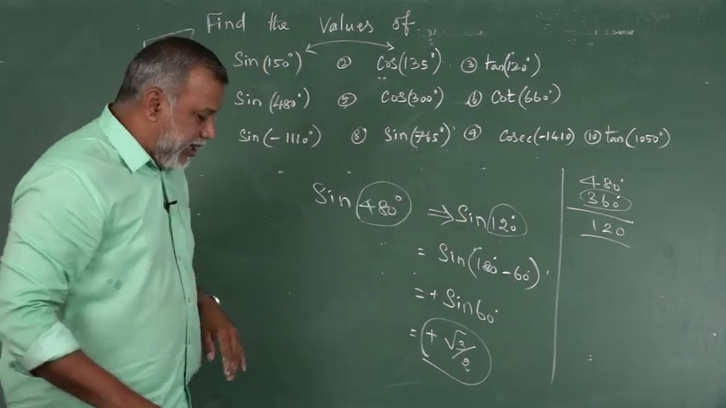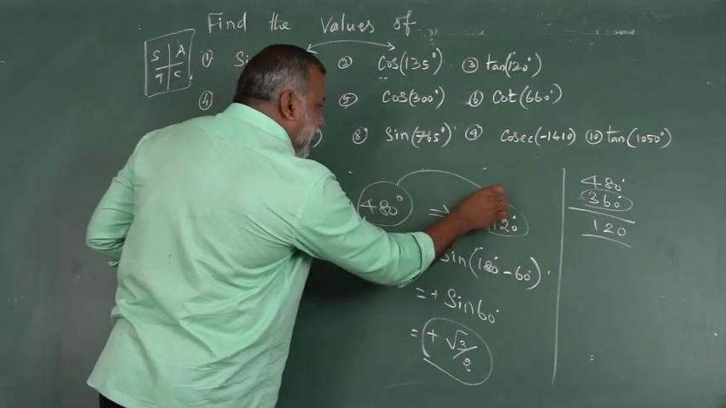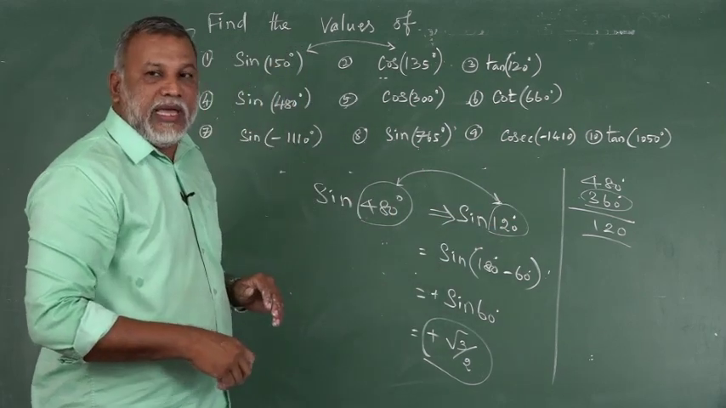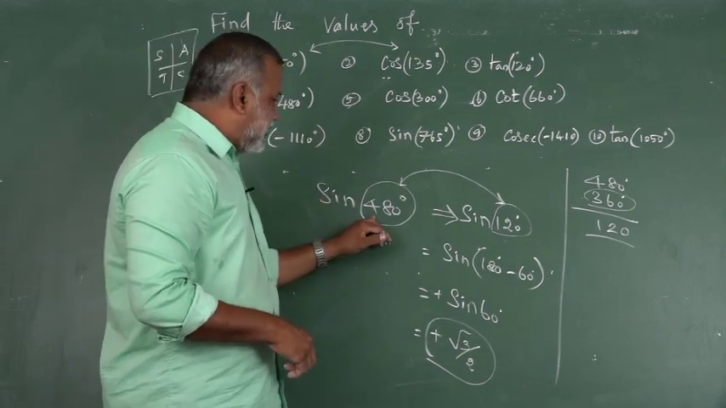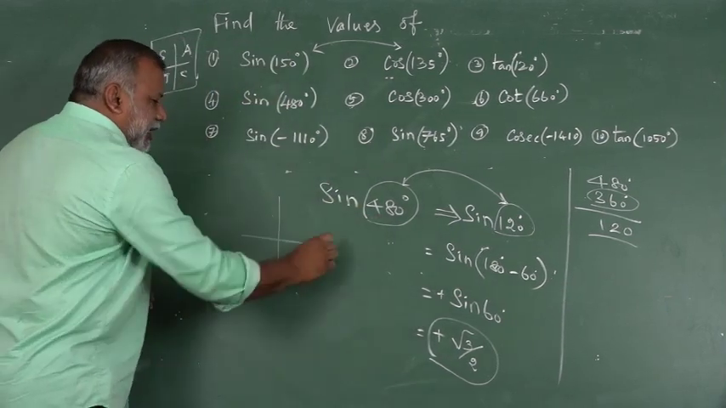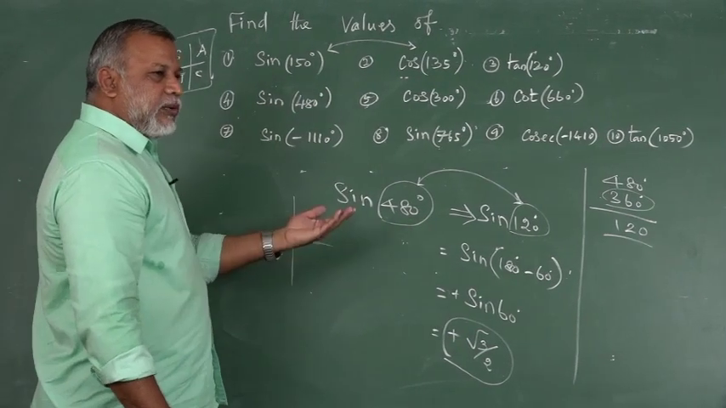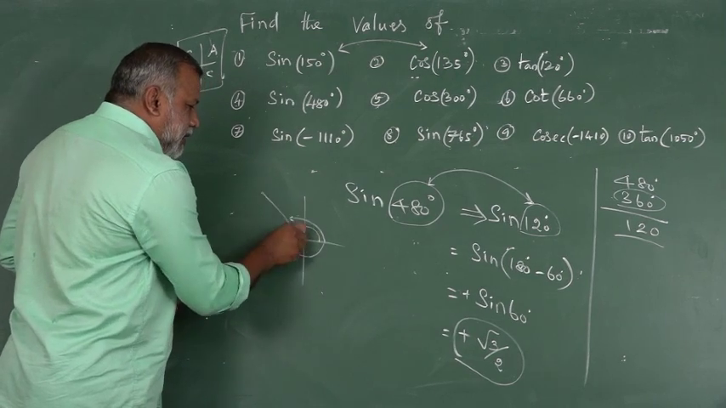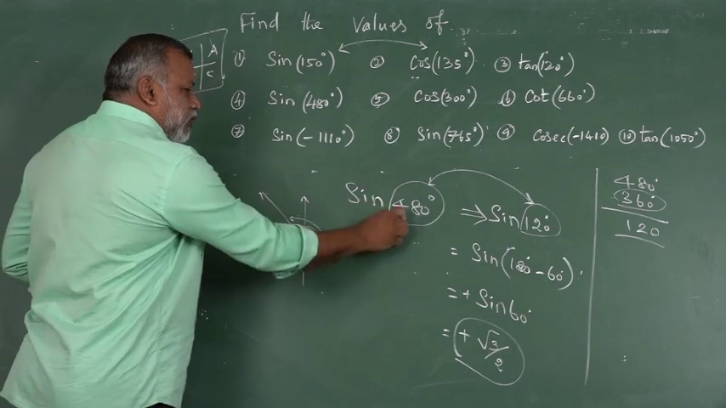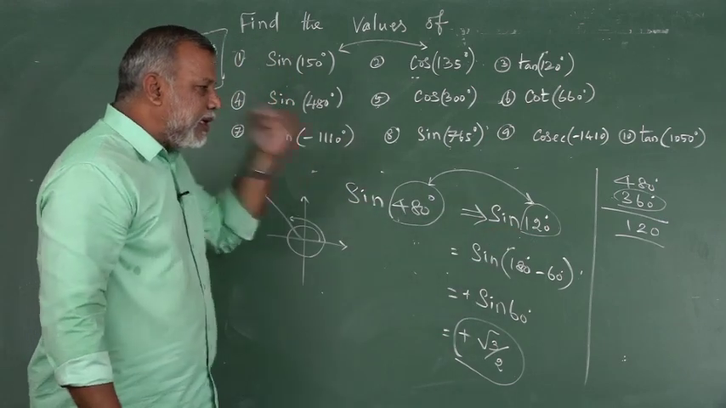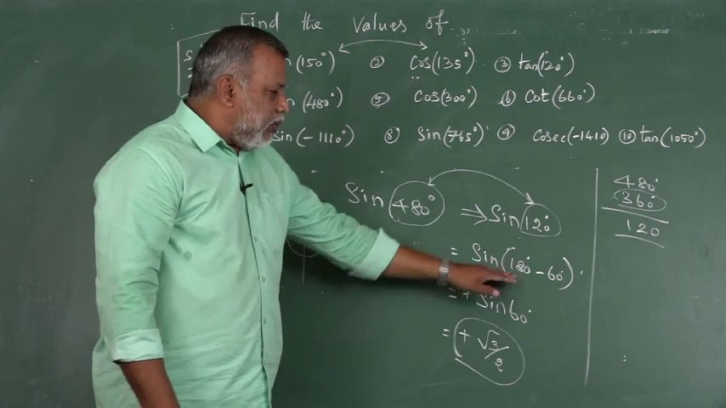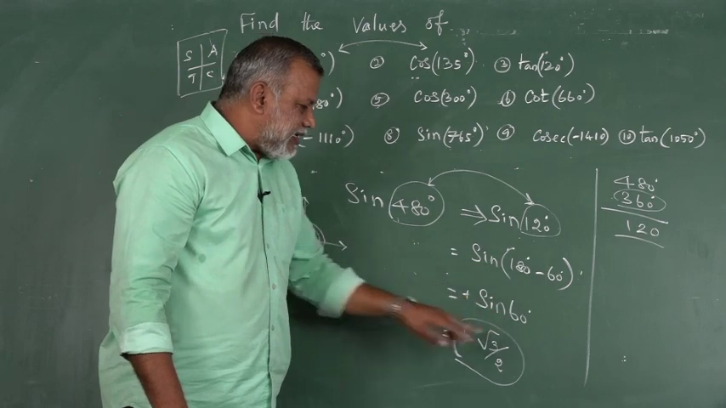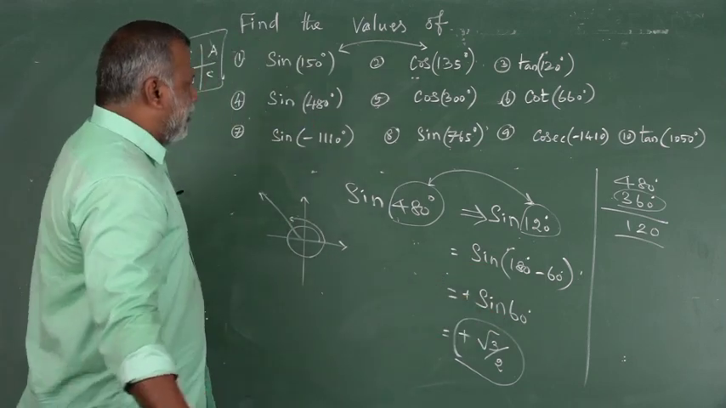So here 480 converted to 120. We have already explained that these two angles are coterminal angles. The meaning of coterminal: 480 has how many complete rotations? One complete rotation. After that, 120 degree. So 480 can be converted to 120. After that, use the same idea: 180 minus 60. Again 180 comes. Apply the same function. Sine 60 value from the table we can say is root 3 by 2.